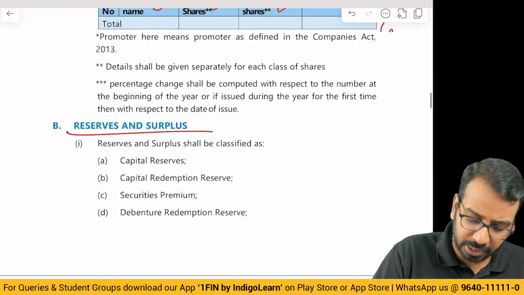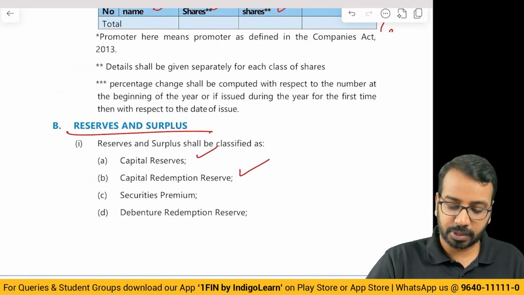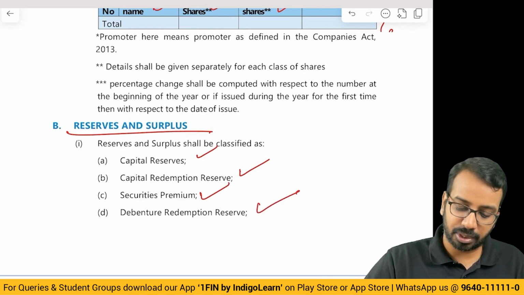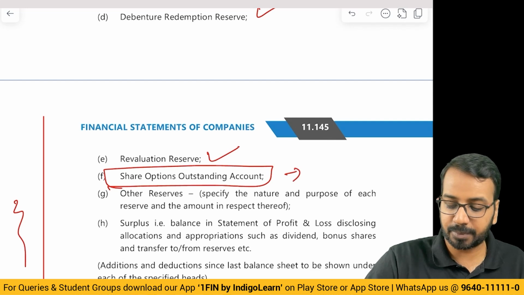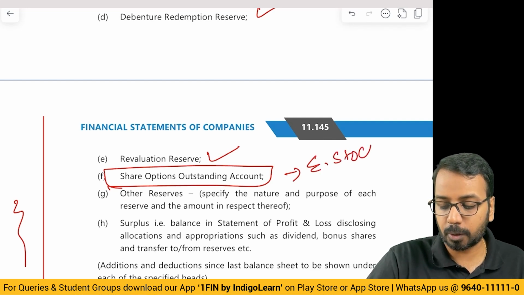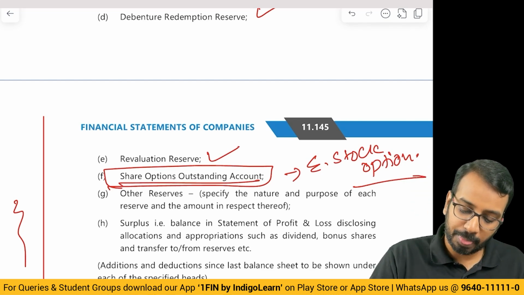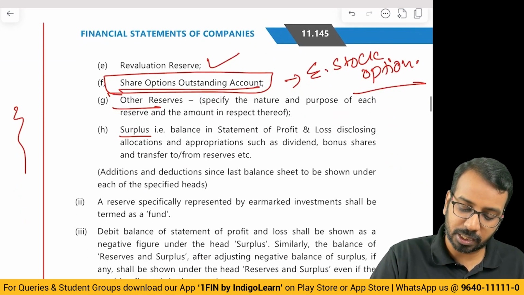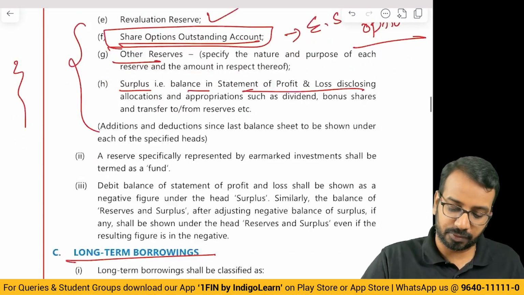I think this part we missed. Reserves and surplus: all your capital reserves, capital redemption reserve, securities premium account, debenture redemption reserve, revaluation reserve, share options outstanding account. This happens when there is an employee stock option. It is no longer a part of your syllabus. You'll learn this in final level, but it is also there. Other reserves, if there are any, and surplus balance in P&L. All of these have to be shown under reserves and surplus.